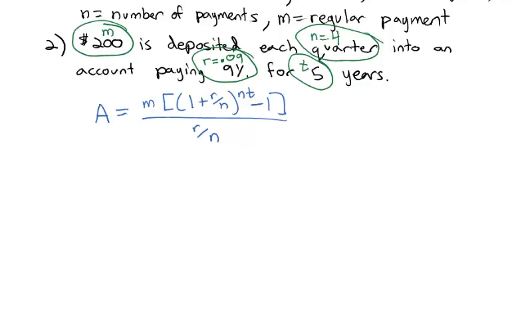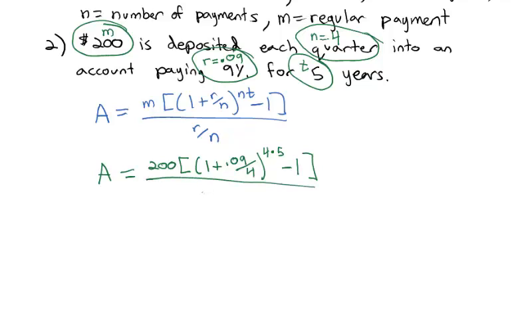So taking the information in this problem and plugging it into our equation, we have A equals the periodic payment of 200 times, with 2 parentheses, 1 plus 0.09 divided by 4, all to the nt, which is 4 times 5, minus 1, close the parentheses, all over r over n, which is 0.09 divided by 4. So to get our final answer, we just have to plug this into our calculator.